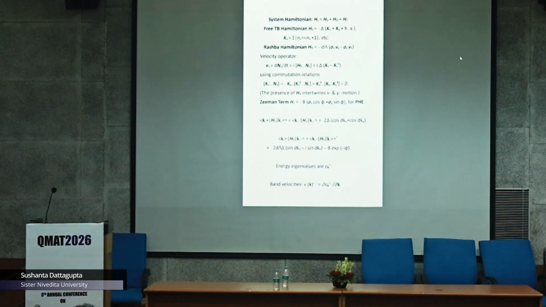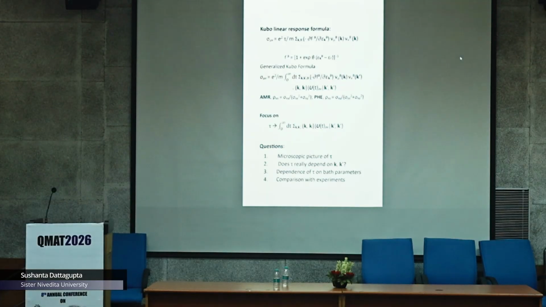It's like the group velocity or the band velocity, and the band velocity is given by the derivative of the energy eigenvalues with respect to k. So propagation now will occur in two different bands because of the two Zeeman split levels. And here is the Kubo linear response formula.